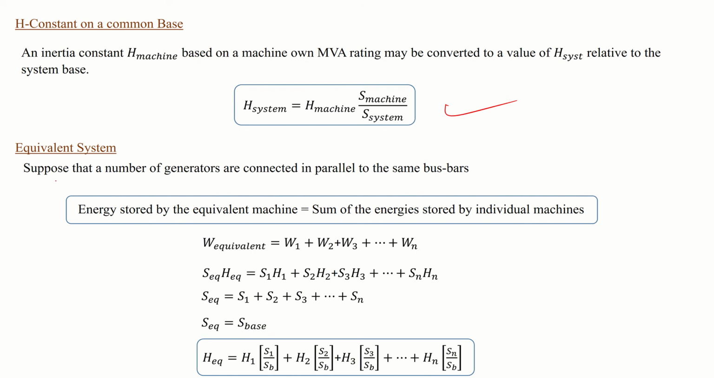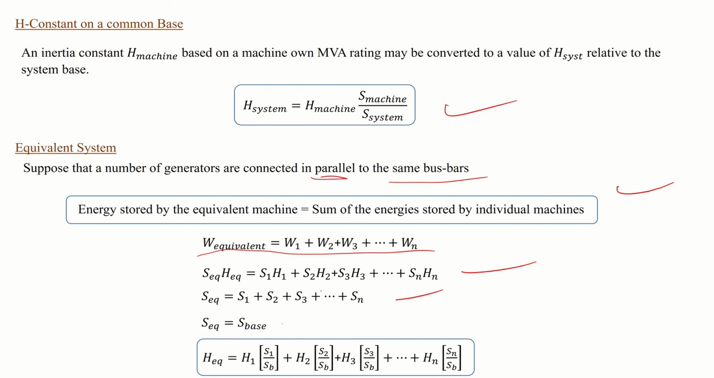For the equivalent system, suppose a number of generators are connected, say 3 or 4 generators in parallel at the same bus bar. We can use this formula: the energy stored by the equivalent machine equals the sum of the energies stored by the individual machines, as you see here. W equivalent equals W1 up to Wn. So for S equivalent, H equivalent, we have H1, S1, H2, S2, and so on.